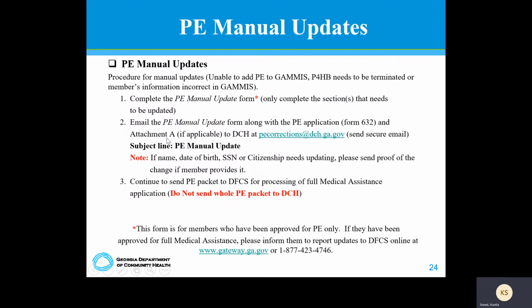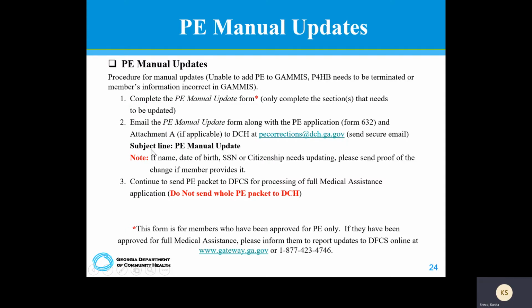If for some reason you do this application over the phone, because we have the telephonic procedure, so if you happen to do this application over the phone and you have to do a PE manual update for it, you're going to also be attaching the attachment A. So not only will you have the update form and the 632, you're also going to attach the attachment A, and that's because the member signature or the applicant's signature is not on the application.